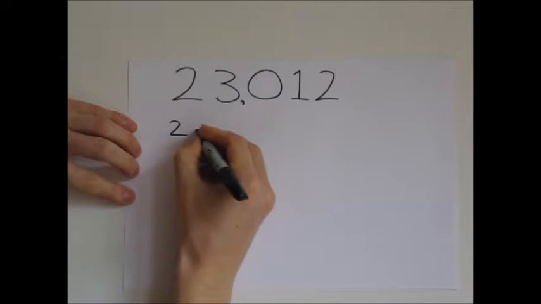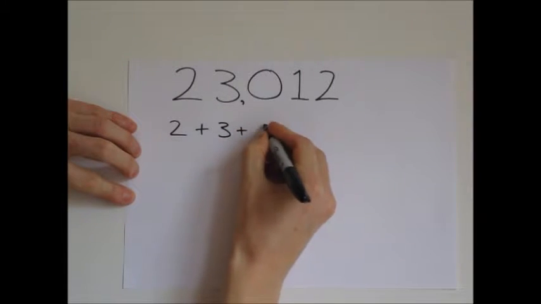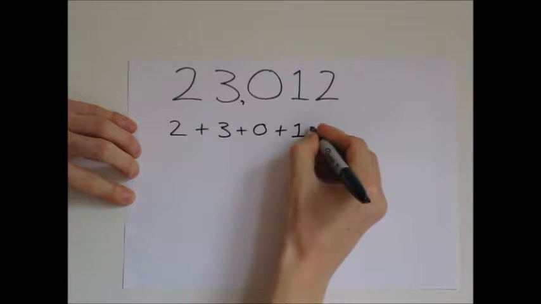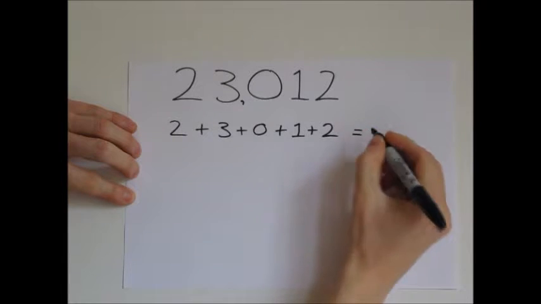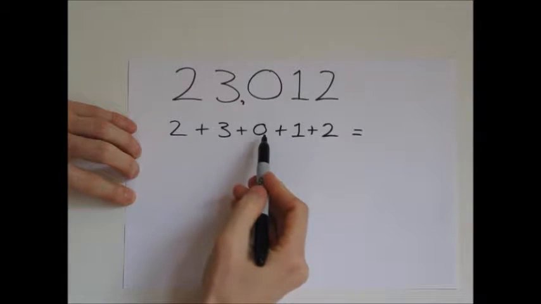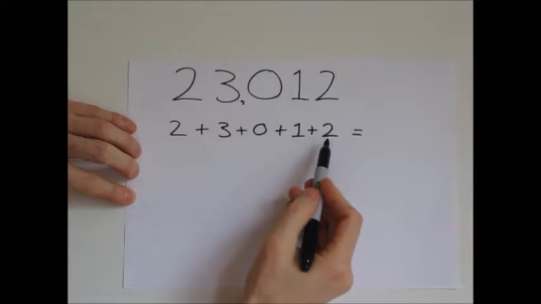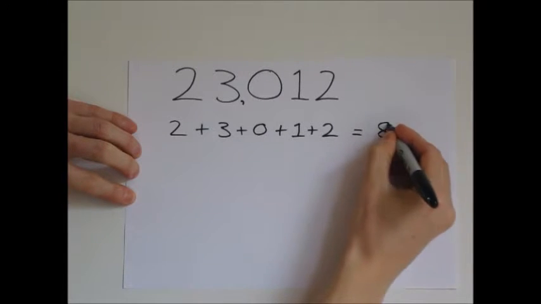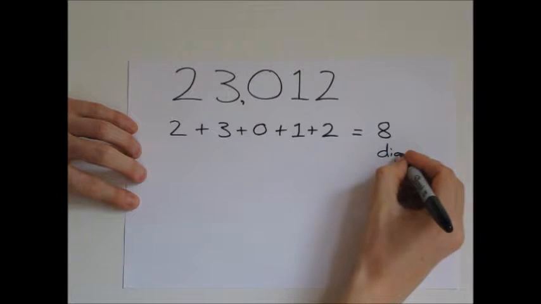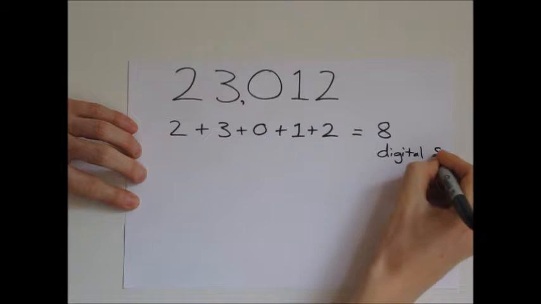So here we go. 2 and 3. Add together. Add the 0. Add the 1. Add the 2. What does that give us? 2 add 3 is 5. Add 0, still 5. 6, 7, 8. So it has a digital root of 8.